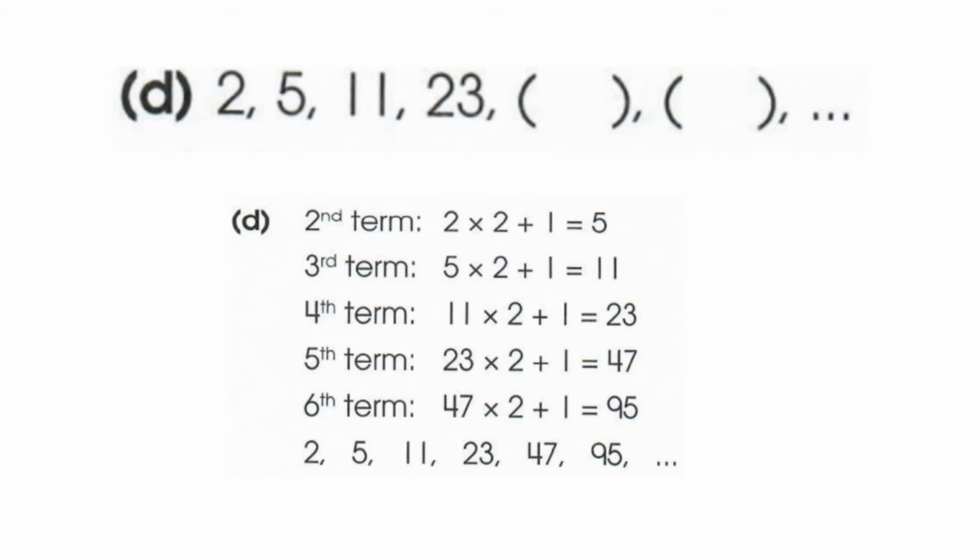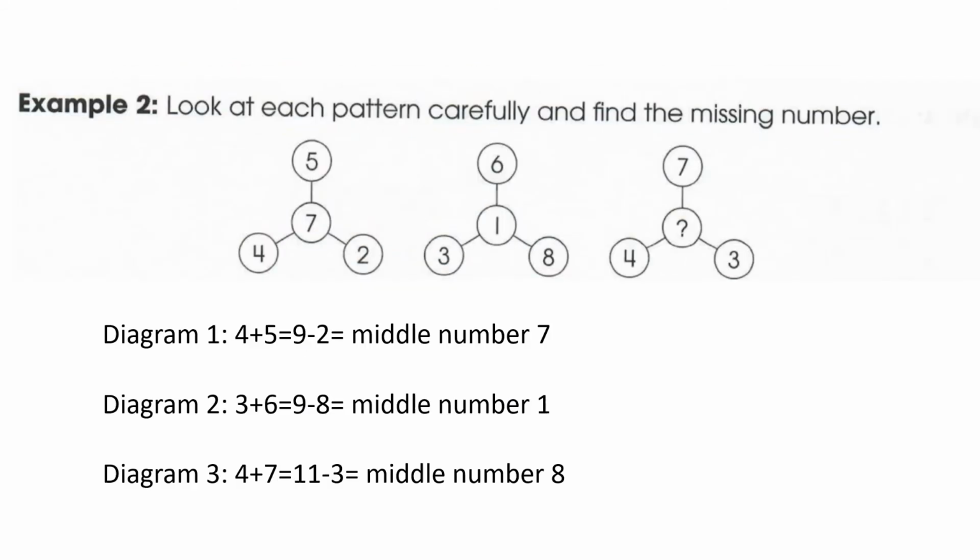And 23 times 2 plus 1 would equal 47. So that is our fifth term. So we will use our fifth term to get our sixth term: 47 times 2 plus 1 gives us 95. In example 2, it says, look at each pattern carefully and find the missing number.